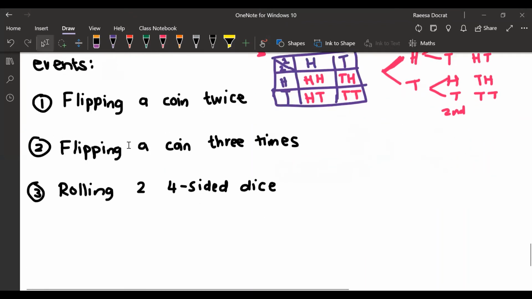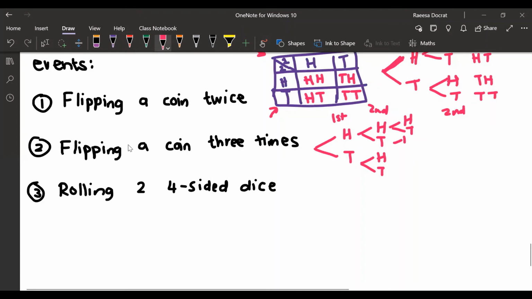So flipping a coin 3 times. Flipping a coin 3 times will be difficult to show on a table because the table allows us to show 2 events. So it would be best to use this other method with the tree. So we have a head or a tail. This is from the first coin. And then you can flip it again. So you can get a head or a tail in each case. And this is the second coin, but now we're going to flip it again. So you're going to get a head or a tail for each outcome.